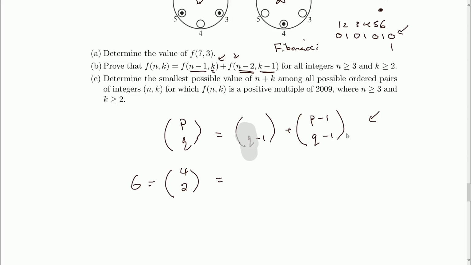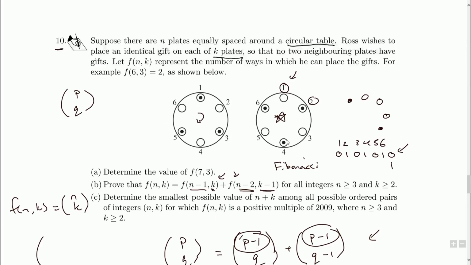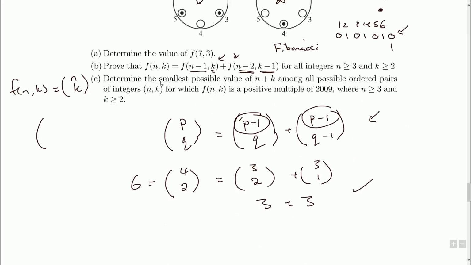Is it (p-1) choose q? Yeah, because the top number is the row number, so it's the previous row. So that would be 3 choose 2 plus 3 choose 1, and those are both 3. So there's something similar to that, but it's not quite the same. And certainly you wouldn't expect it to be, because I would want question 10 to be a bit more complicated than f(n,k) is n choose k, and clearly it's not, because 6 choose 3 is not 2. But it's something like that.